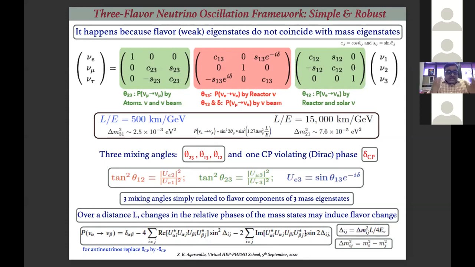And this is the expression for neutrinos. And if you want to write down for antineutrinos, U will become U star. That means delta CP will go to minus delta CP. So this is the summary, that in simple 3-flavor picture, we have 3 mixing angles, 1 CP phase and 2 independent mass square differences. Okay.